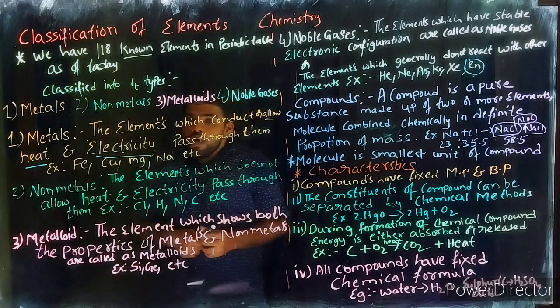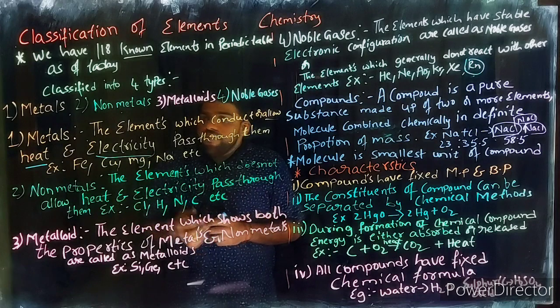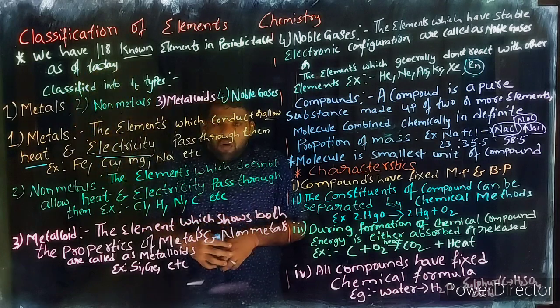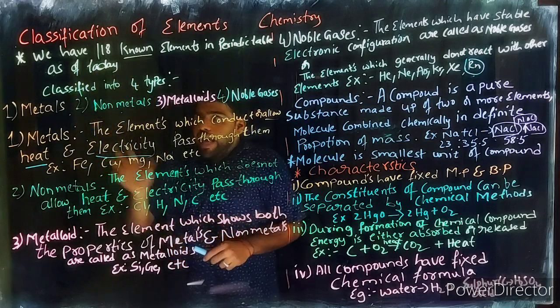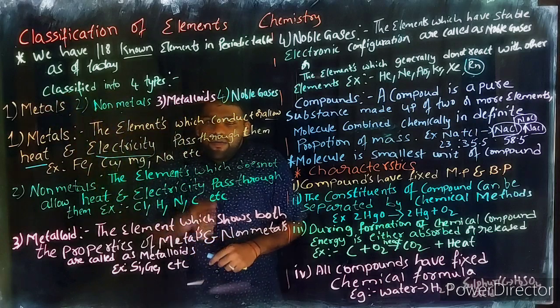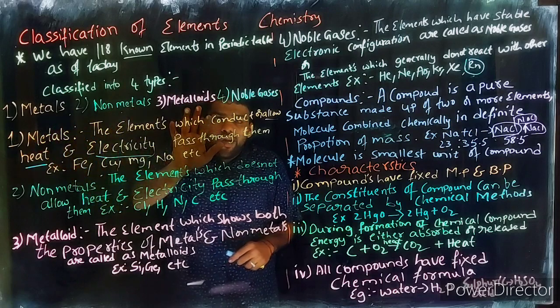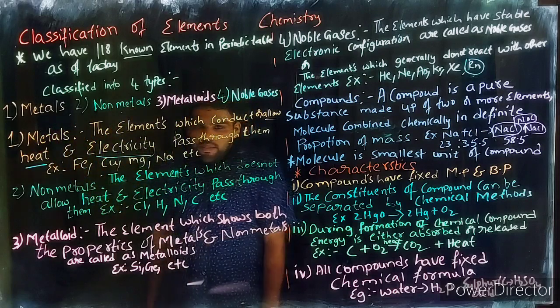Classification of elements. Before starting classification of elements, we should know how many elements we have. We have almost 118 known elements in our periodic table as of today. These 118 elements are divided into four types. They are metals, non-metals, metalloids and noble gases.